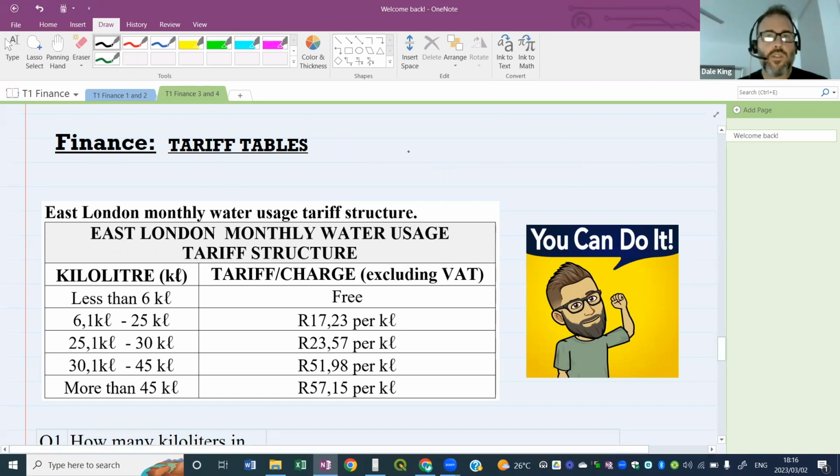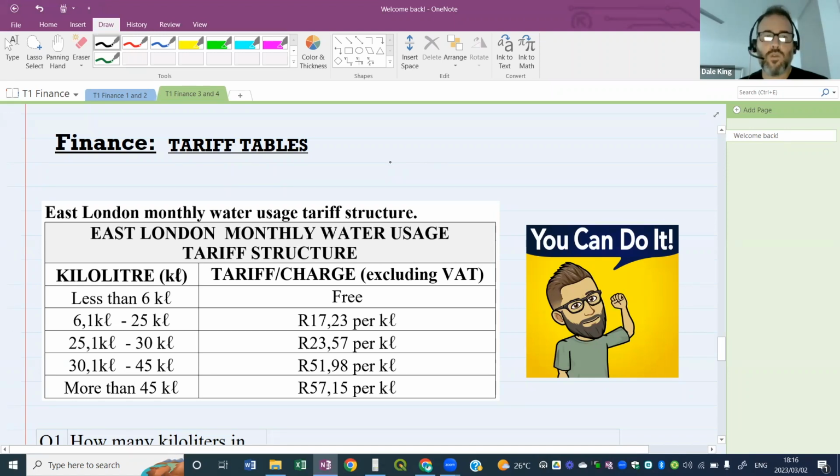When he came out of prison in 1994, one of the things that he wanted to implement in our country was free basic rights for the people in our country. One of them was, for example, the right to education. Another one was the right to basic water usage. So basic water usage. Not talking about irrigating your lawn and filling up your pool. We're talking about hygiene, washing, things like that.